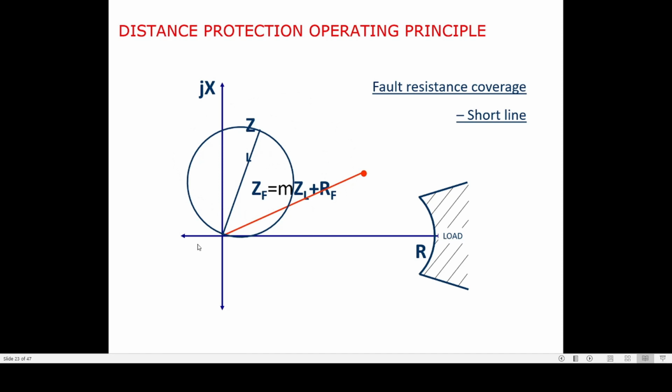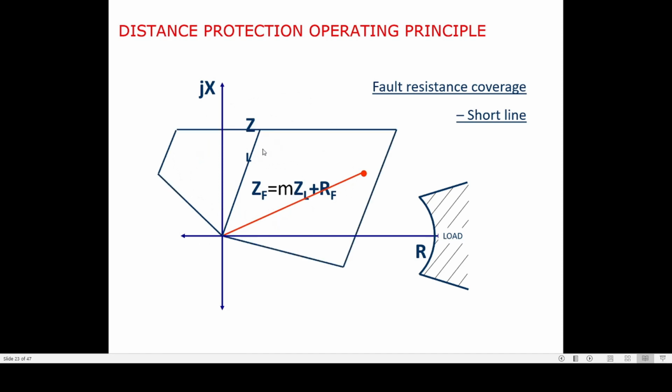That is not possible. But if you are using a rectangular characteristic, then if you see from here, this reactive reach you can keep constant, and you can directly keep on increasing the resistive reach as per your requirement. So the reactive reach is fixed, but the resistive reach we can increase as per our requirement. And this type of characteristic is called quadrilateral characteristic. In the subsequent slides, we will see the meaning of these angles, this angle on the right hand side and some angle on the left hand side also.